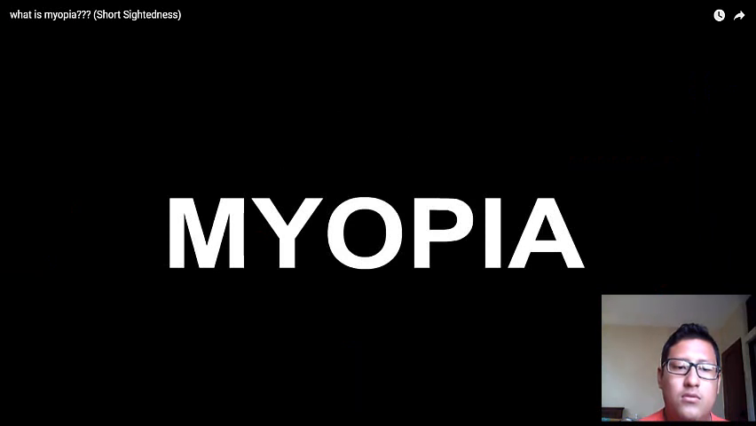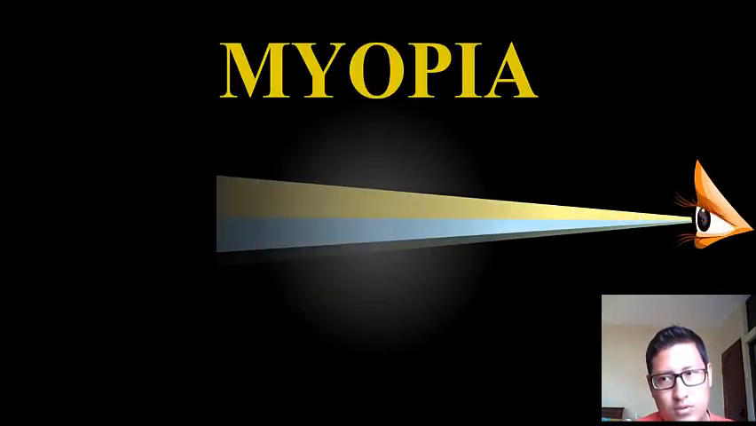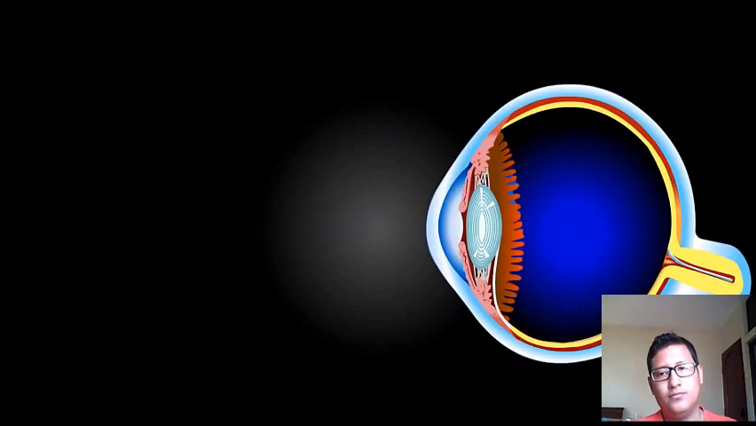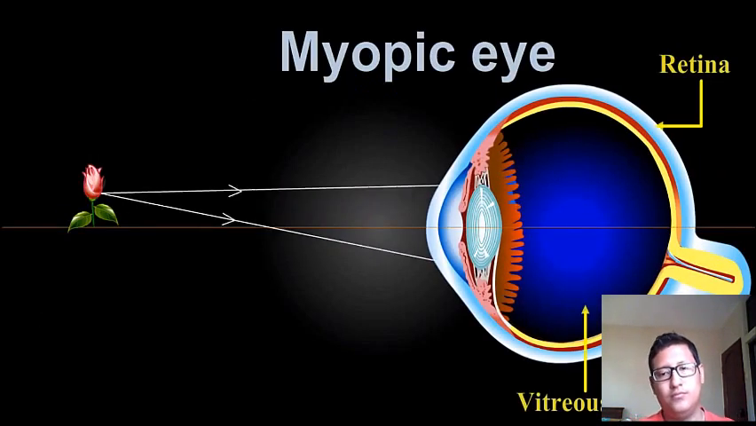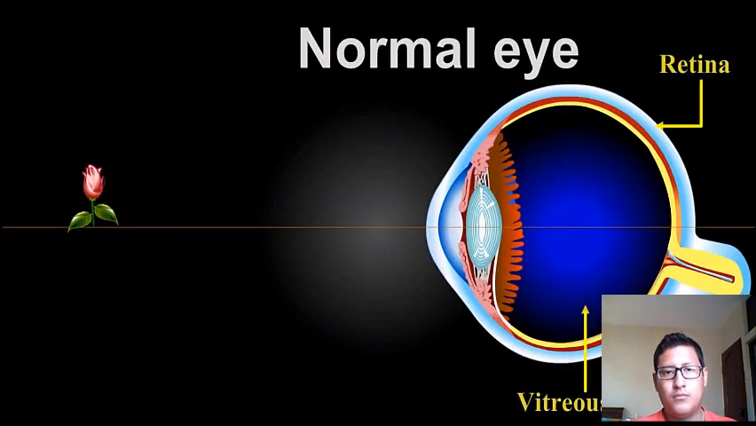What is myopia? Myopia is an eye defect due to which the eye is not able to see distant objects clearly. This occurs when the light rays entering the eye converge in front of the retina in the vitreous body. Here you can see the formation of the image in a normal eye and in a myopic eye.